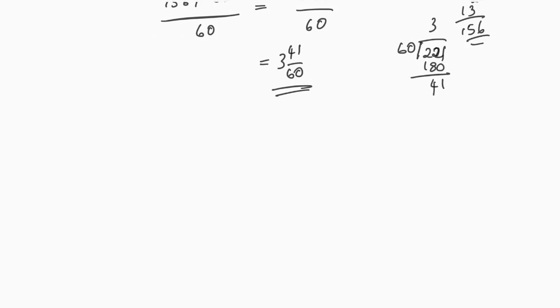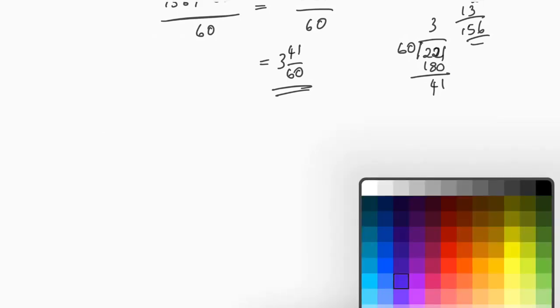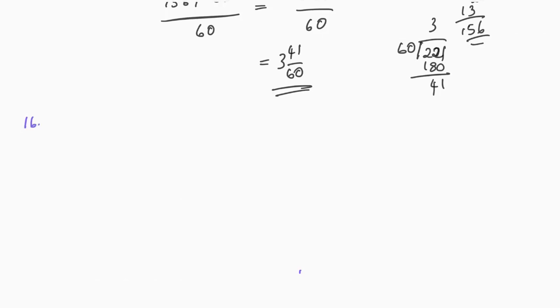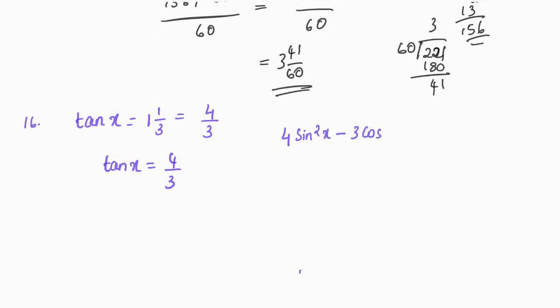Okay. Now let me do it in a similar way. Let me do the 16th question. What's given in the 16th question? Have a look at the 16th question, all of you. It's given, if tan x equals 4 by 3. Okay. So tan x is given to us as 4 by 3. You need to find the value of 4 sin square x minus 3 cos square x plus 2.